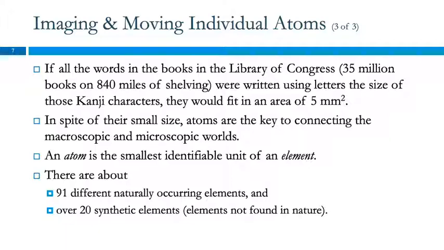So atoms are like Lego blocks. There are a limited number of different atoms. There are 91 different elements that occur naturally. So if you look all over the place, you only find 91 different kinds of atoms. There are over 20 synthetic elements, these are man-made, that are not found in nature.